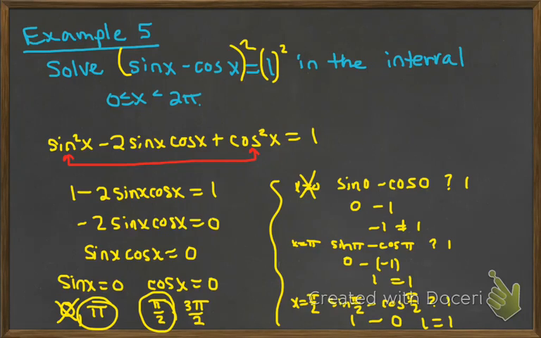So now I need to check the 3 pi over 2. I'm going to do it up here just because I'm out of room down below. So 3 pi over 2. So the sine of 3 pi over 2 minus the cosine of 3 pi over 2. The sine of 3 pi over 2 is negative 1, minus the cosine of 3 pi over 2 is 0. Negative 1 minus 0 is negative 1. It's not 1. So that means that doesn't work. So my only two answers are pi and pi over 2.